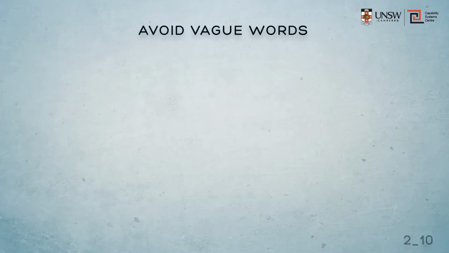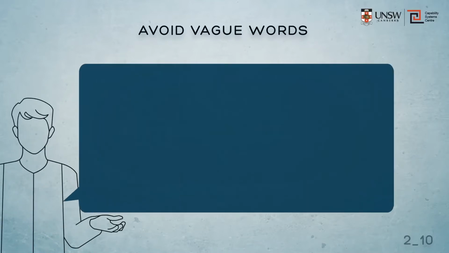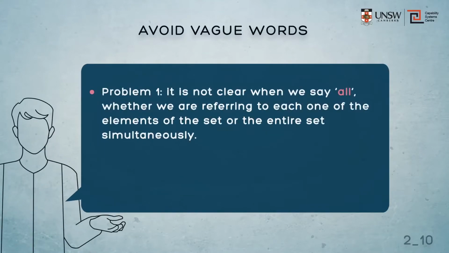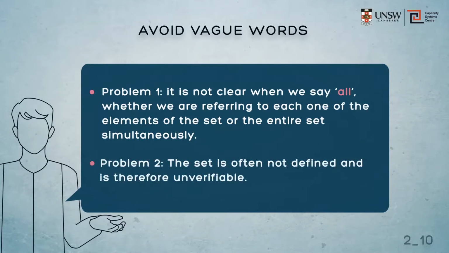One of the most common uses of vague words is all or any or both when they're used to refer to a set of things. The use of these words has two problems. First, it's not clear when we say all, for example, whether we're referring to each one of the elements of the set or the entire set simultaneously. Second, the set is often not defined, and the requirements refer to something such as all users, which is unverifiable since we would need to confirm that each of an infinite set of users could perform the function.